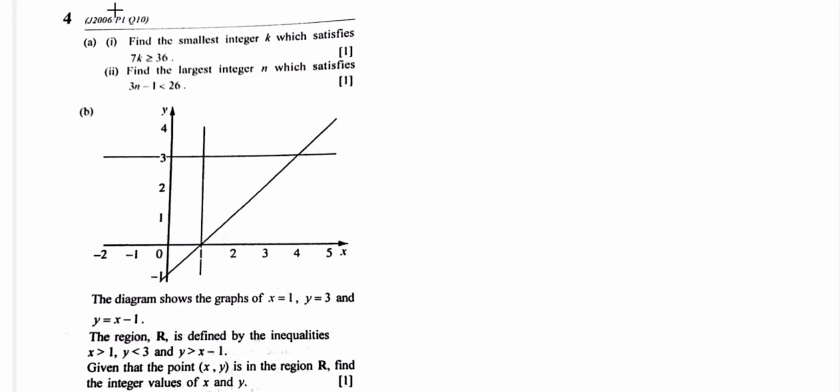Next one, 2006 paper 1 question number 10: find the smallest integer k which satisfies this inequality, 7k greater than or equal to 36. If we divide both sides by 7, simply we have k is equal to 36 by 7.